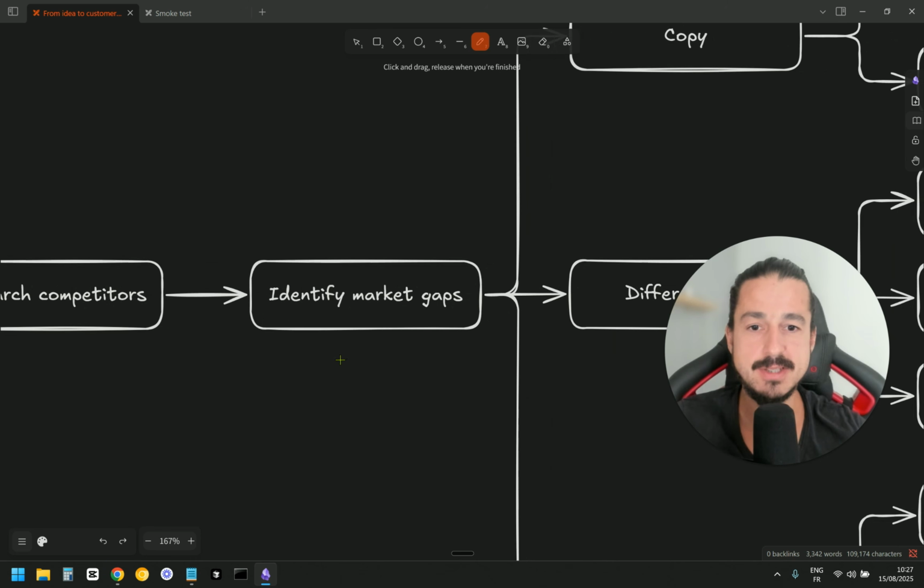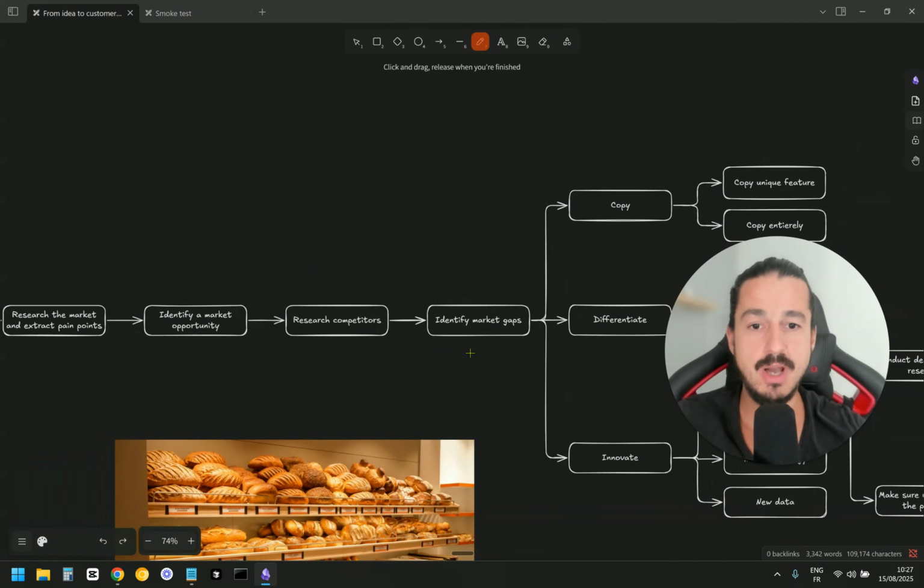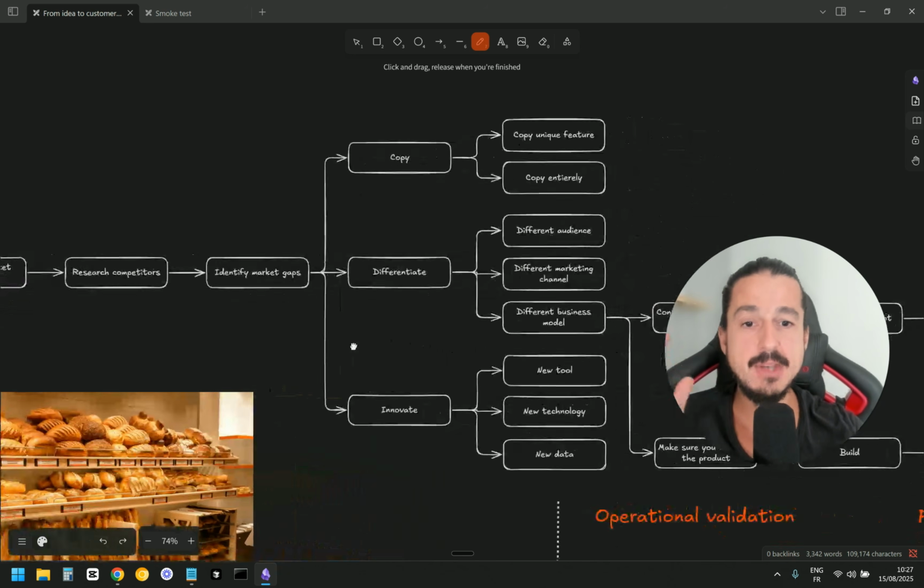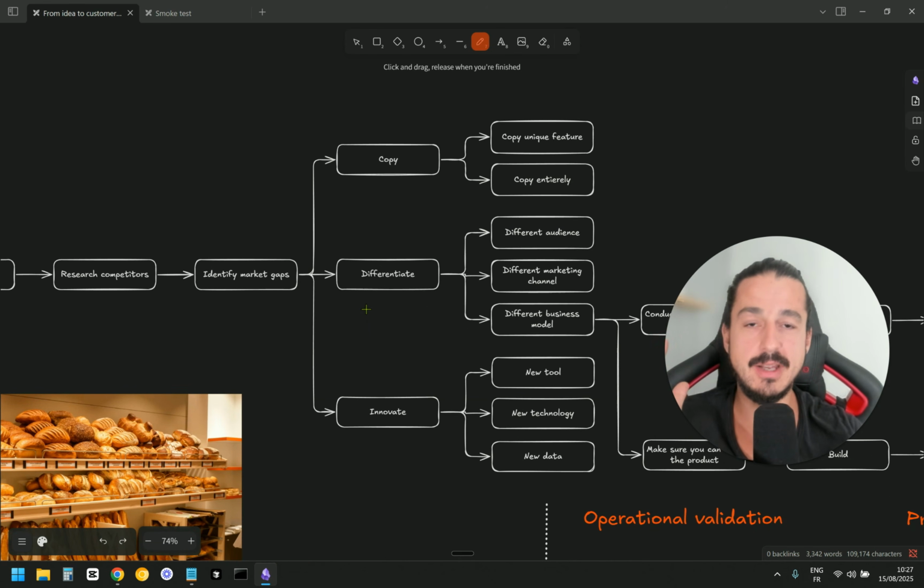And now it's the moment to identify market gaps. So you have found the market, you have found the pain point, and then you have found the people that are currently solving these problems. And you have different choices that are offered to you. The first one is that you can simply copy what's already existing.